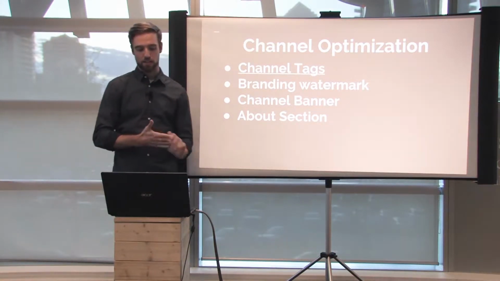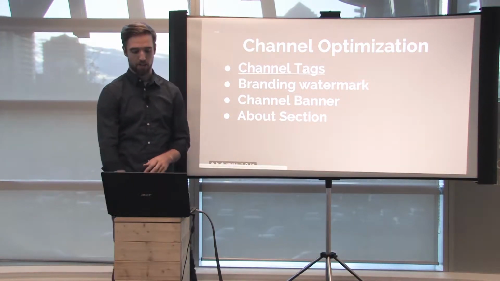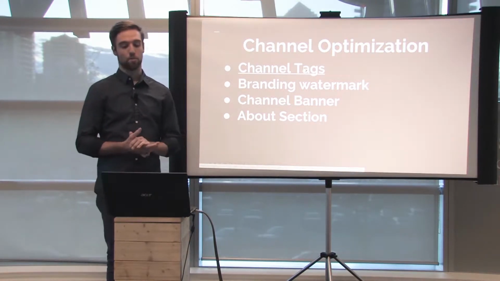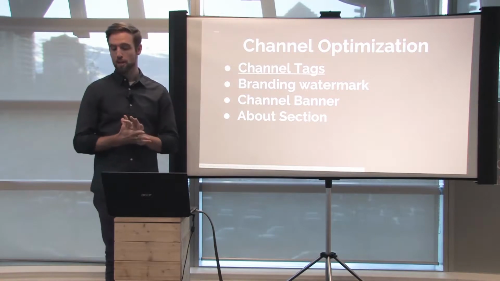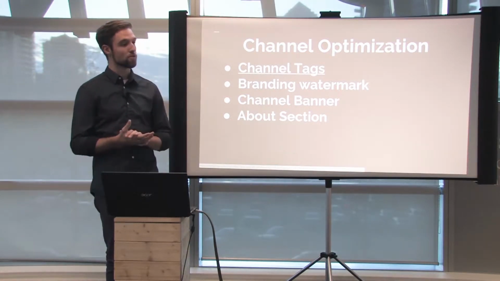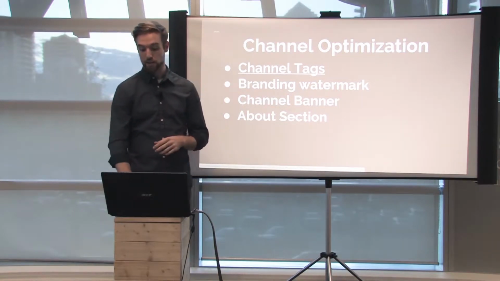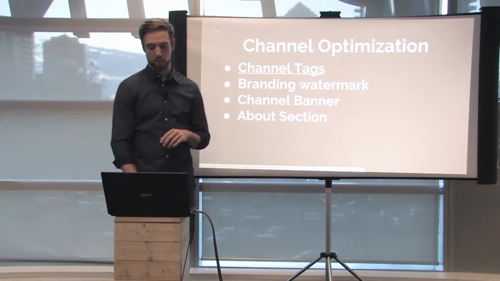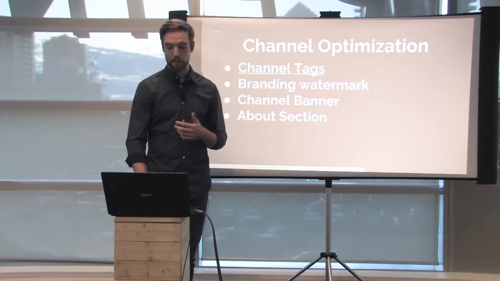So channel optimization. We'll actually go in and look at all these things, but the 4 main things that we're going to cover, which are really quick to implement, are channel tags, branding watermark, channel banner, and your about section. And you'd be surprised that most channels don't actually fill these things out. Even channels that I work with that have 100,000 subscribers don't have some of these things fleshed out. But it does make a huge difference.